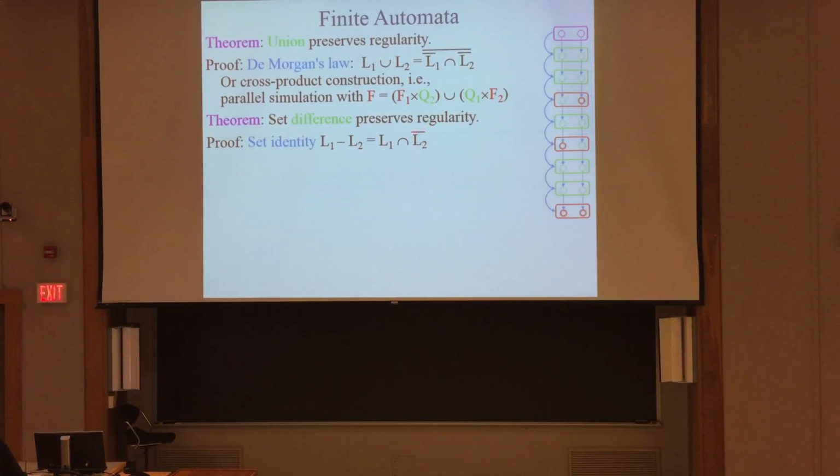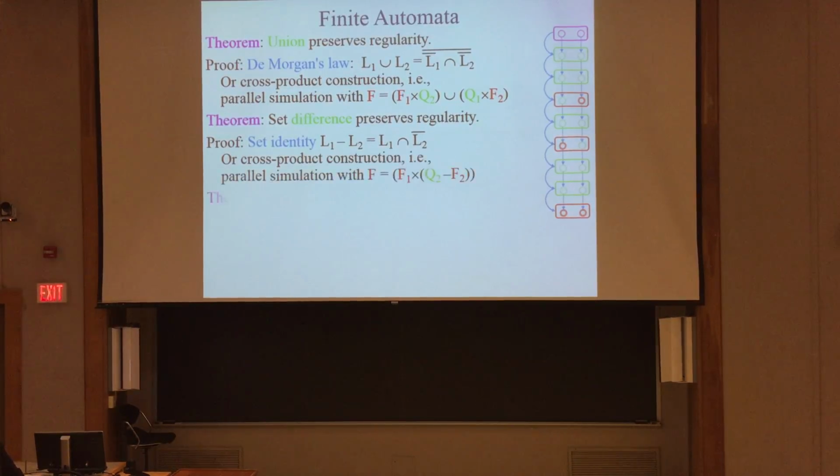Why? Because complementation preserves regularity, two theorems ago. Right? And intersection preserves regularity, last theorem on the previous slide. And therefore, the difference preserves regularity because the whole right-hand side preserves regularity, and therefore the left-hand side preserves regularity. But that's the difference of two languages. How many get this proof? Okay. Or you could have done it the hard way, of course. That's doing heavy lifting without good reason.